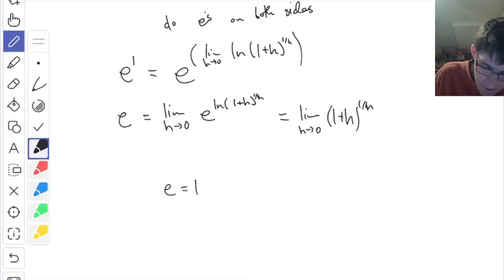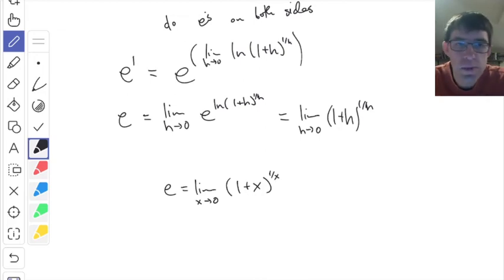I'm just going to write that again. And usually this is written with x's or something. Limit as x goes to 0 of (1 plus x) to the power 1 over x. That limit on the right side equals e.